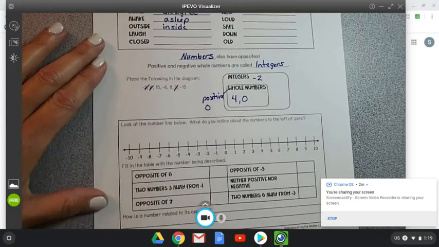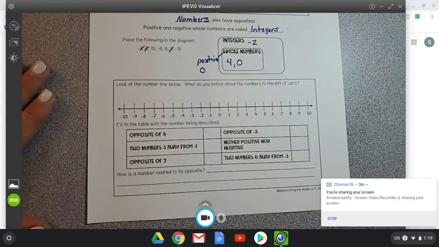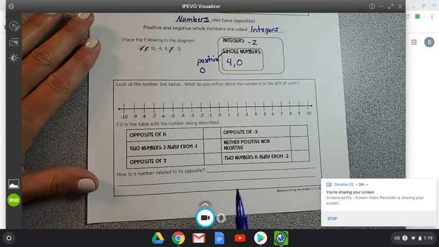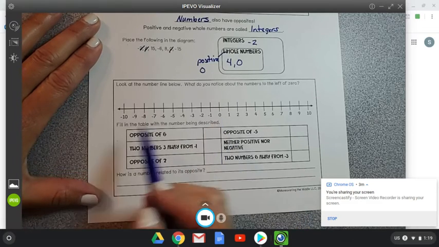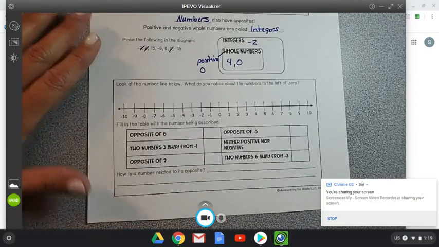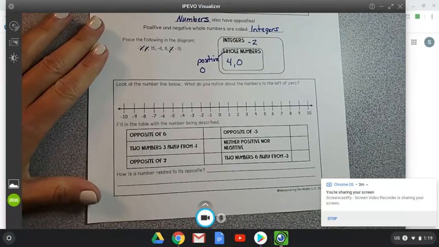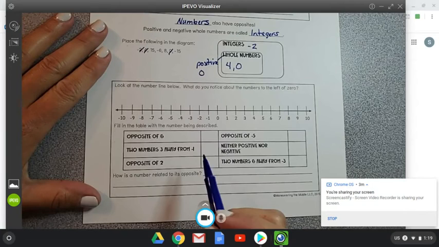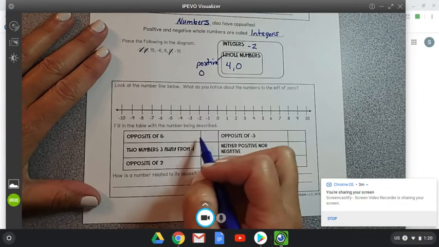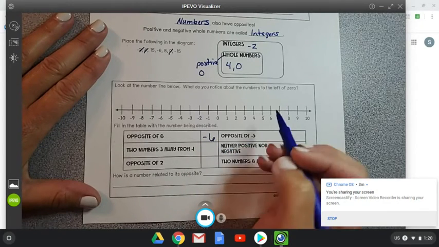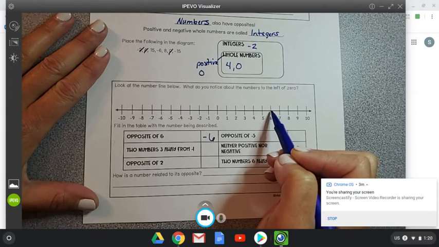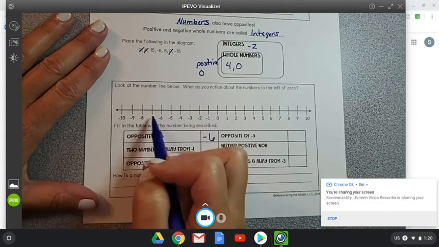All right, moving down to the bottom. We have a number line, okay, and the numbers to the right of 0 are positive, and you can see the numbers to the left of 0 are all negative. Now we're going to fill in this table. Again, I'm going to do a couple of these, and then you guys are going to finish the rest, all right? So the opposite of 6, so this is +6. The opposite of +6 is going to be -6, and you can use the number line to help you do that. So we have the opposite of +6 here. You look at the other side, which would be right over here at -6. Okay?